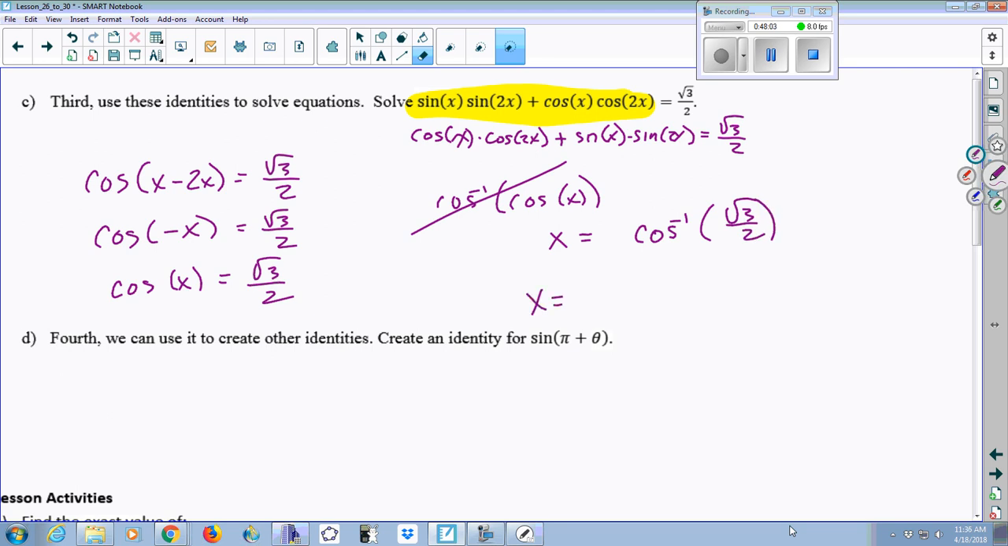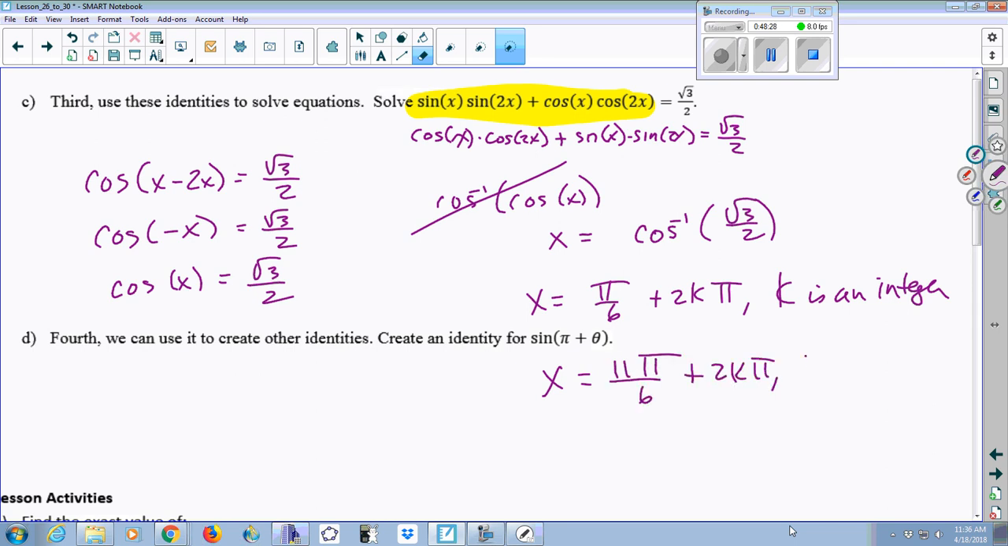So x is going to be, where is cosine positive? It's positive in the first quadrant, so it's pi over 6 plus 2k pi, where k is an integer. It's also positive in the fourth quadrant, so if I go down clockwise, pi over 6 minus pi over 6, that leads me to 11 pi over 6 plus 2k pi, where k is an integer.